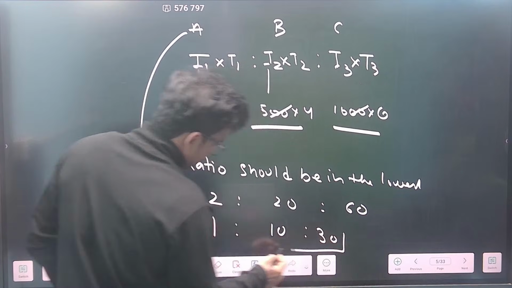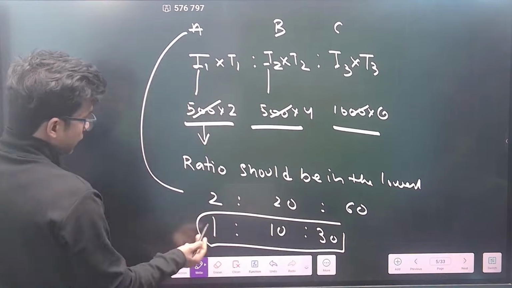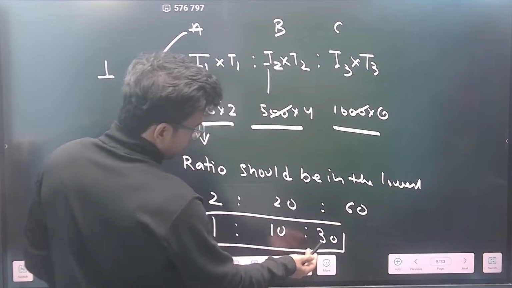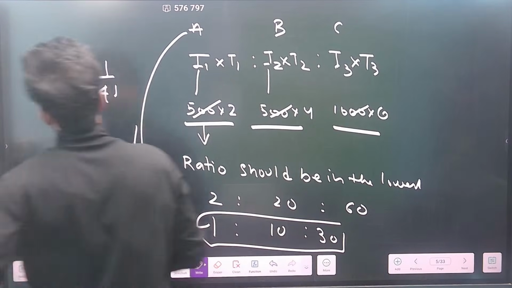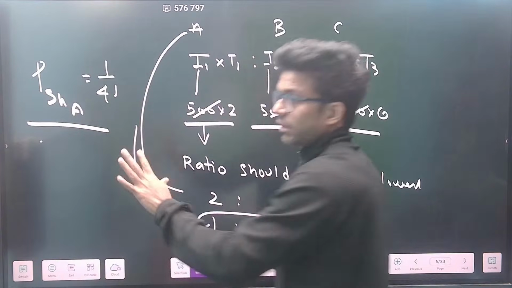Now this is basically profit sharing. If you want to figure out the profit sharing of A, then A is getting 1 out of, 10 plus 30 is 40, upon 41. This is the profit sharing of A. I hope you got the idea.